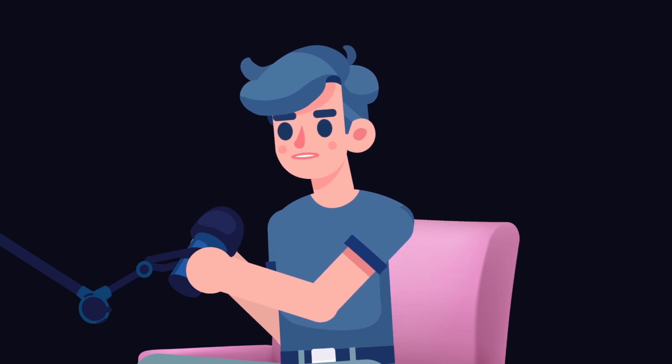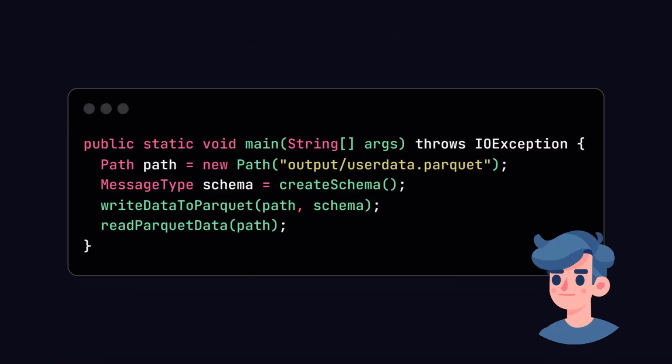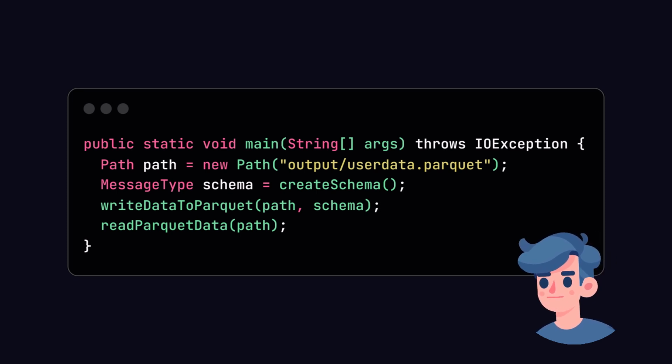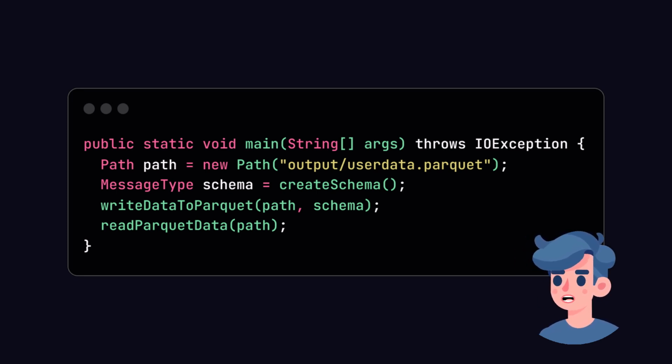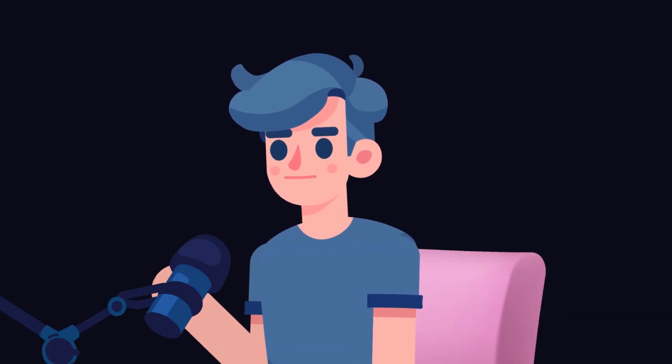In this readParquetData method, we open the Parquet file for reading and iterate through each group, printing out the user ID, age, and name fields. Be sure to handle any exceptions appropriately in your code. Now let's put everything together in our main method. We will write some sample data to the Parquet file and then read it back to verify that it was written correctly. Next, let's talk about advantages of using Apache Parquet.